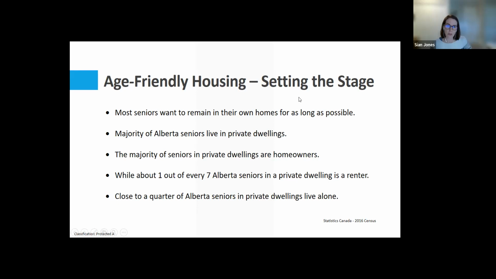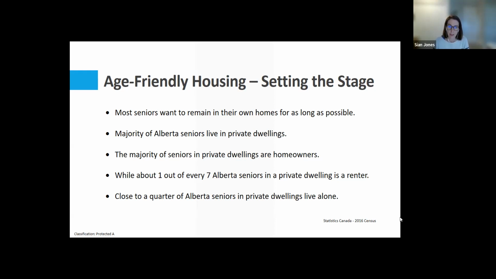Okay, so just setting the stage. The seniors population is multifaceted with diverse living arrangements and housing needs. As individuals age, their needs and capabilities can change, and they may experience challenges in finding housing to accommodate their evolving needs and service requirements. That's one of the main reasons why the Alberta Age-Friendly Community Practice is exploring this topic and sharing information to support the housing needs of older Albertans.